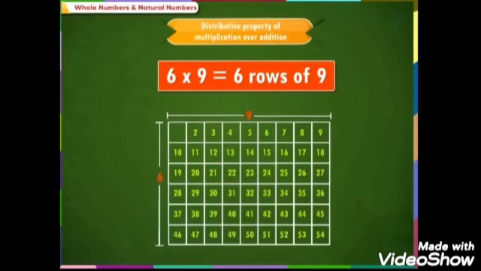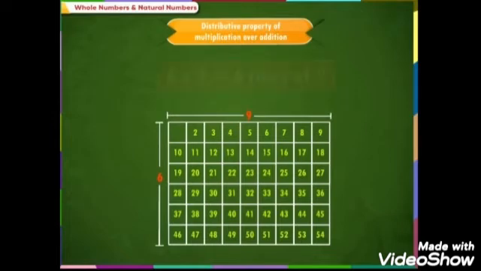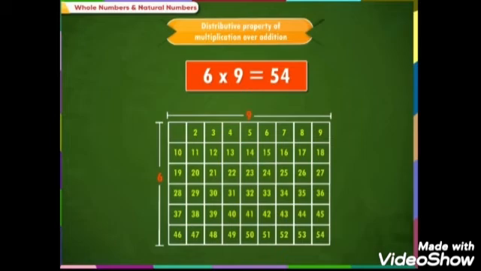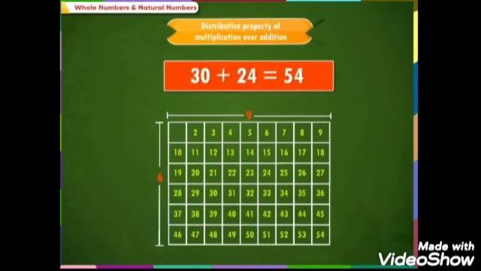We see that there are 54 boxes in the grid. Therefore, 6 multiplied by 9 equals 54. Let us see how further we can simplify this multiplication. For this, we can write the statement 6 multiplied by 9 as 6 multiplied by (5 plus 4). That is, we break the second number, 9, into two parts, 5 and 4.